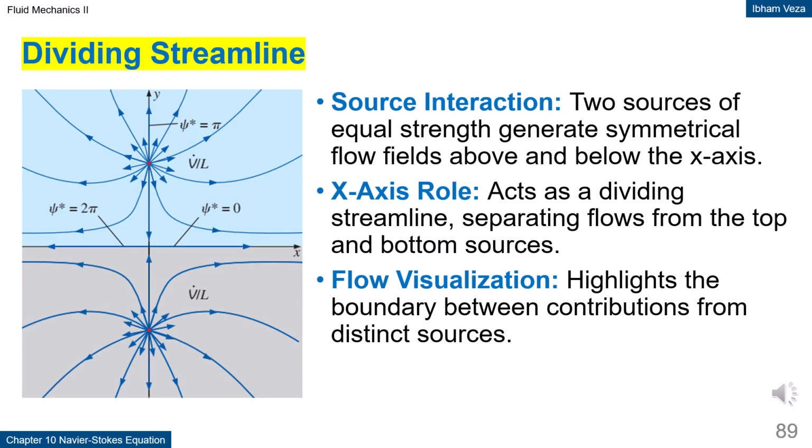The axis line in the two-source configuration acts as a dividing streamline that separates two flow regions. Fluid from one source will not cross into the region influenced by the other source. This creates a natural boundary in the flow field. The concept of a dividing streamline is very important for understanding flow domain separation. By observing this line, the global flow structure can be immediately understood.